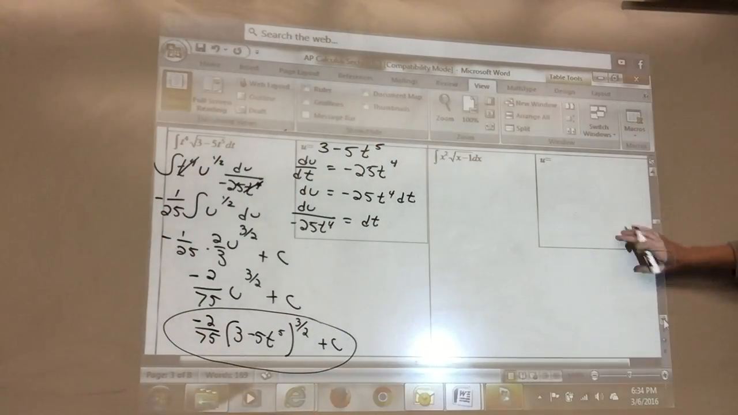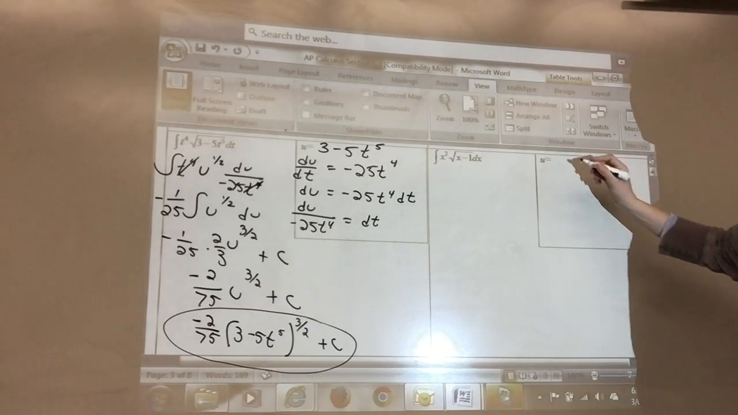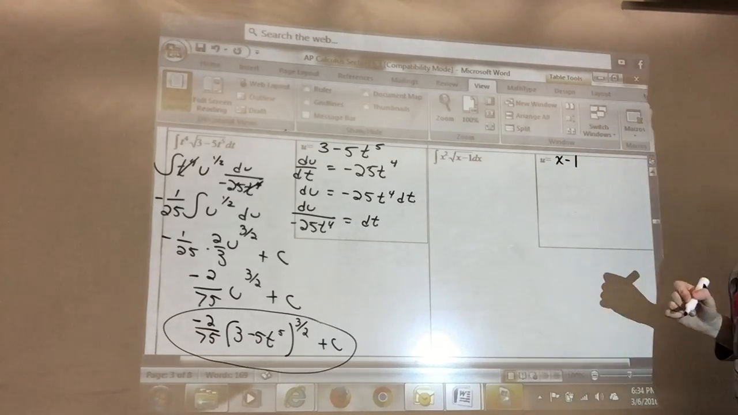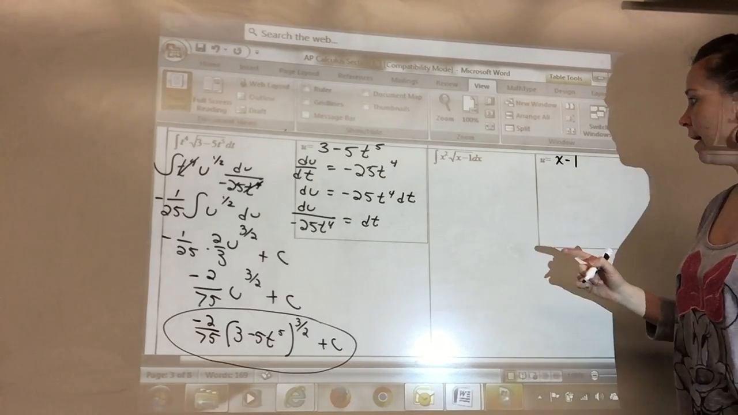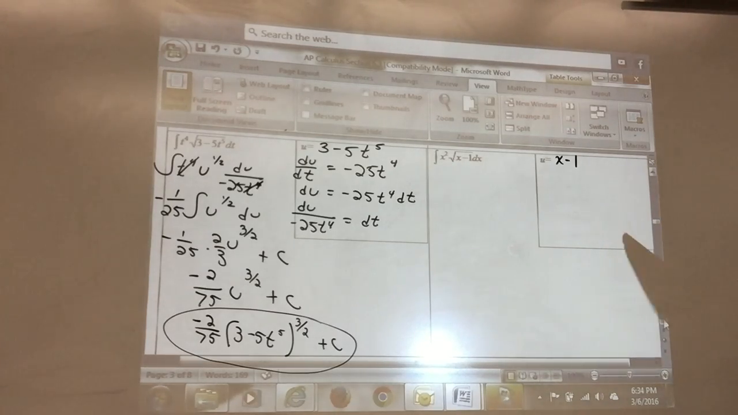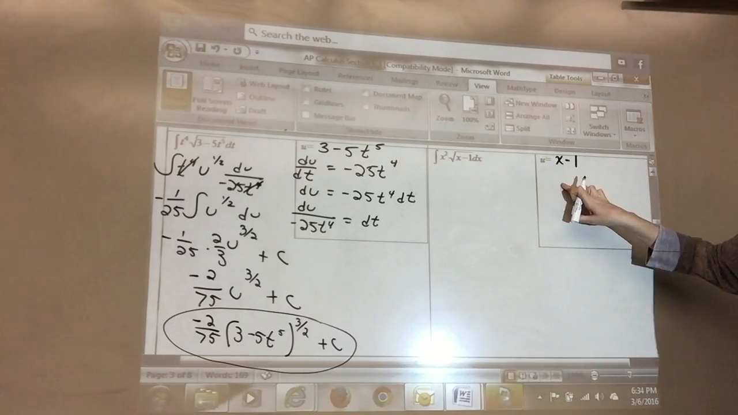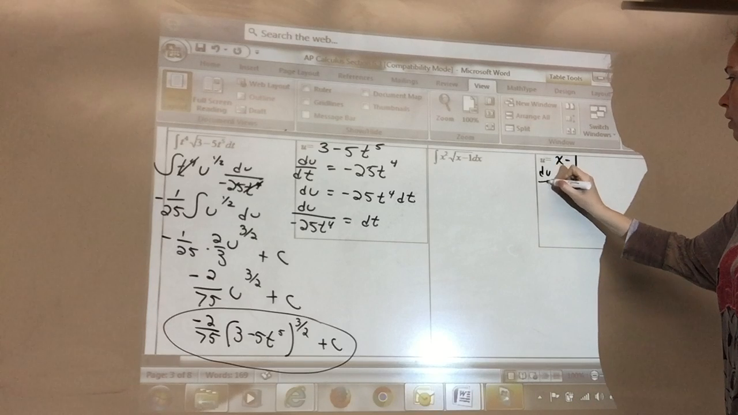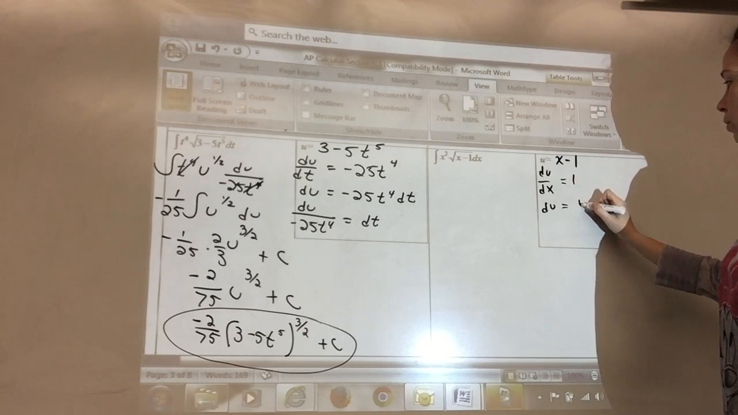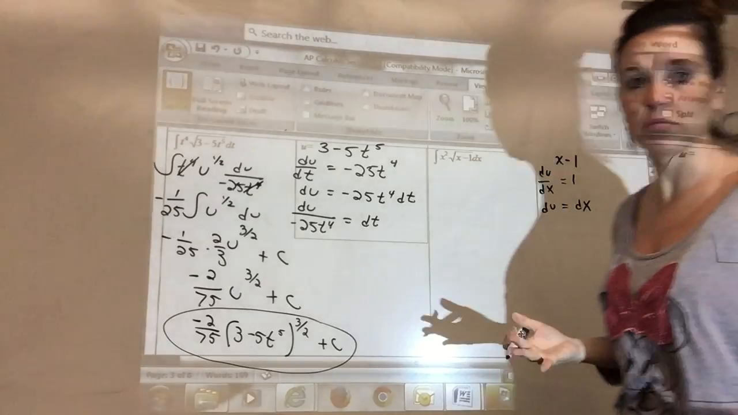U substitution over here. Okay. This one, I started my first time with x minus 1. Then I talked myself out of it, and then I went back to it. So let's see. That means this one's a tricky one, guys. Here we go. Okay, so the derivative of u is du dx equals 1. Therefore, du is equal to dx. Okay, so that's simple enough.